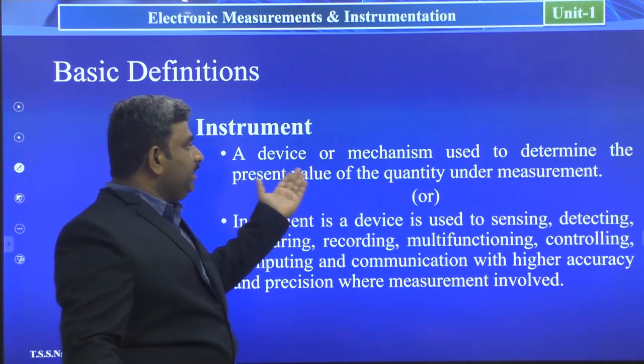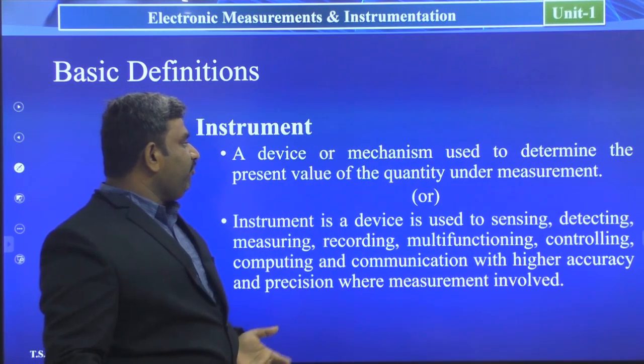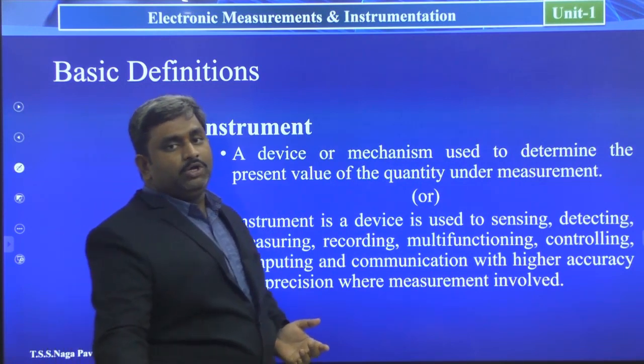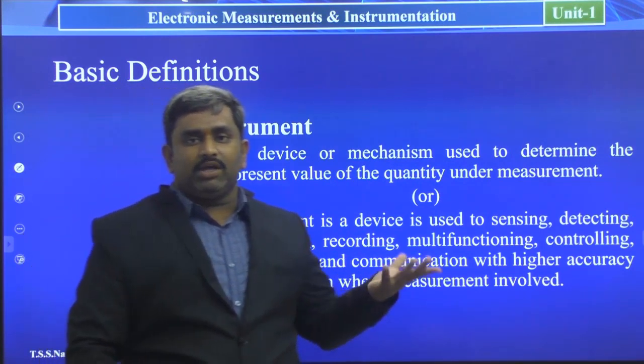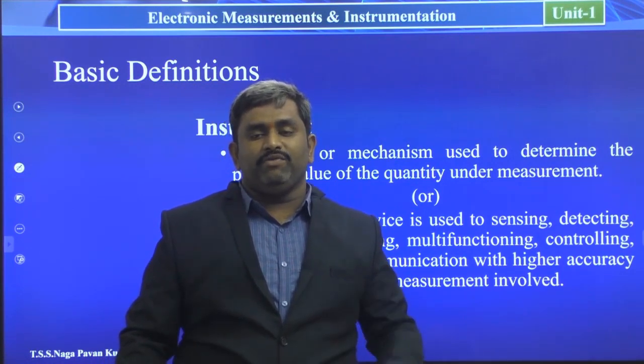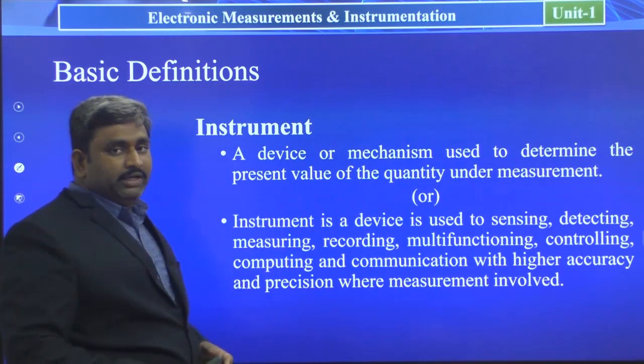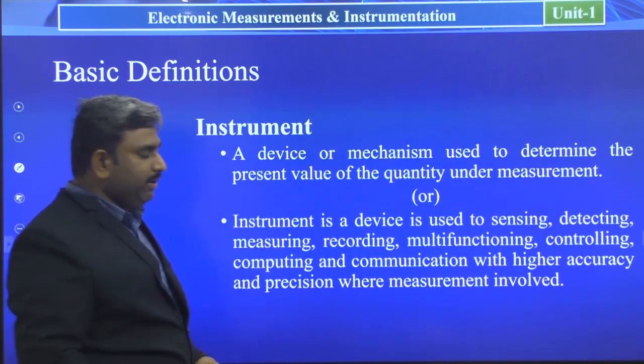An instrument is a device or a mechanism used to determine the present value of the quantity under measurement. So whichever quantity we are measuring, the type of device that handles that measurement, we call it an instrument. Generally, we can define the instrument in this way.